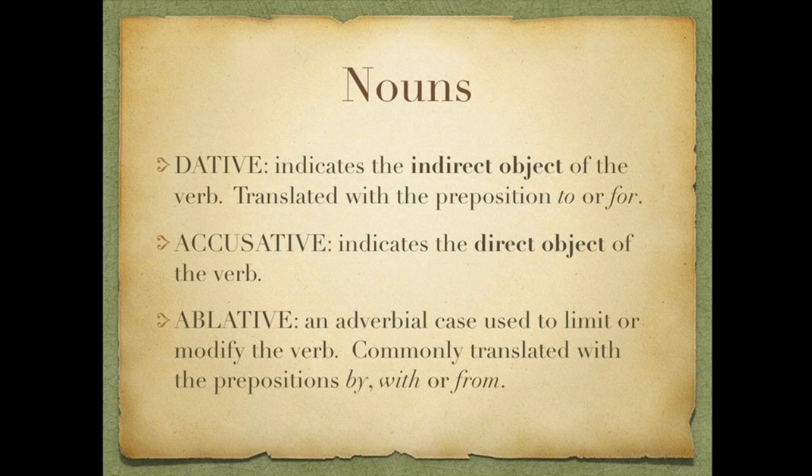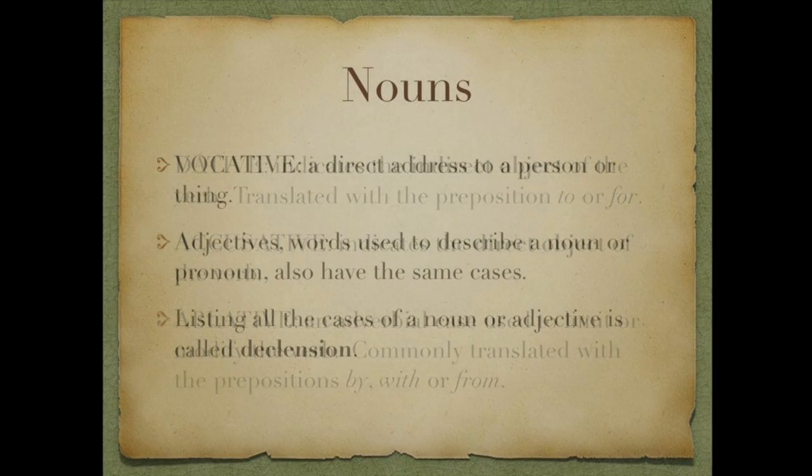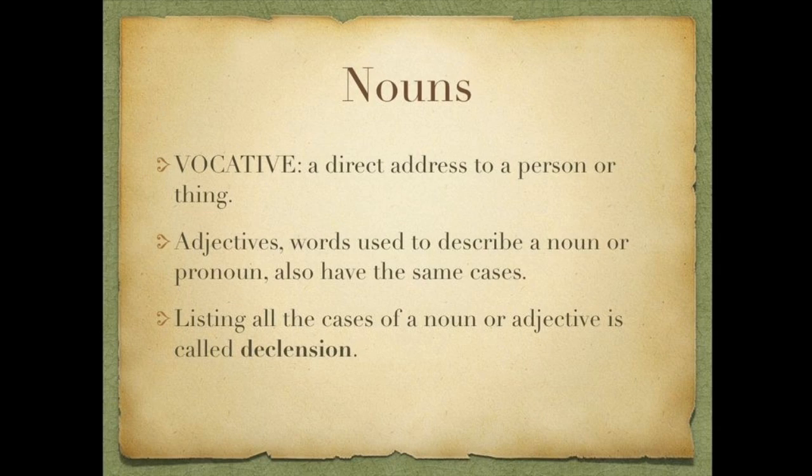The ablative case is an adverbial case used to limit or modify a verb. Commonly, we translate this with the prepositions by, with, or from. There are many other ways to translate it as well, but that's kind of the catch-all, by, with, and from. The last of the cases is the vocative. We use the vocative as a direct address to a person or a thing.